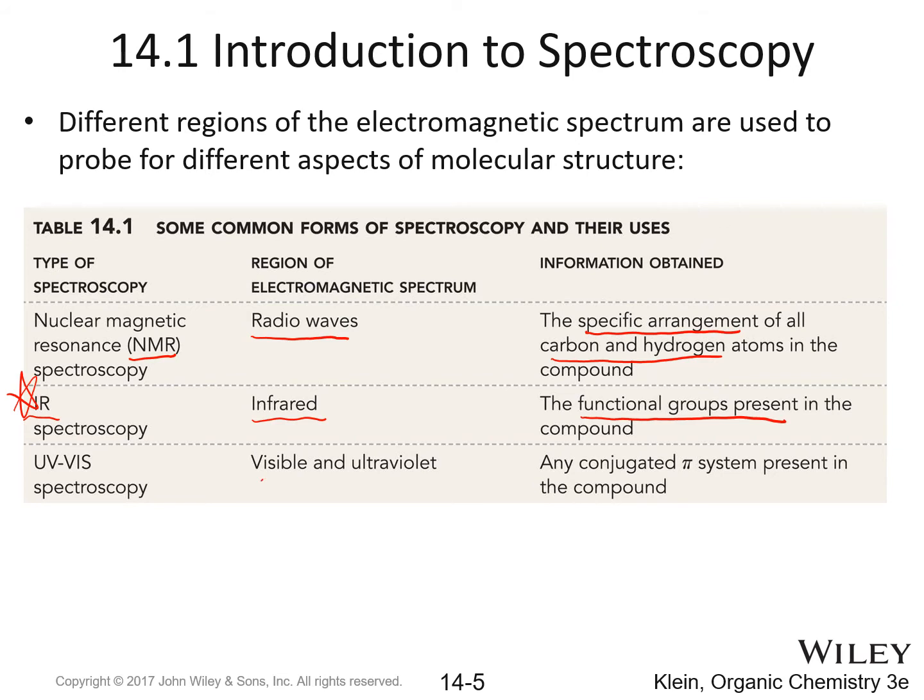And UV-vis can be used in UV-vis spectroscopy. And this gives us lots of information. Not only does it give us any conjugated pi systems, but groups that are chromophoric, meaning they will absorb light. We can use those molecules to tell us about solution concentrations. We can monitor reactions. There's a lot of things you can do with UV-vis spectroscopy.